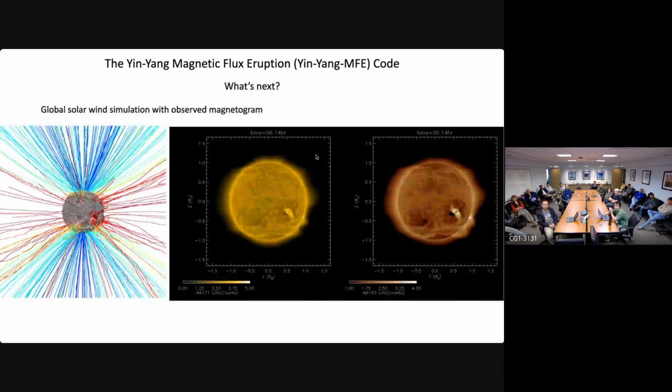In the future, we might be using a more realistic observed magnetogram for global CME or solar wind simulations instead of the dipole field initialization, which we expect to give more realistic and more dynamic structures.